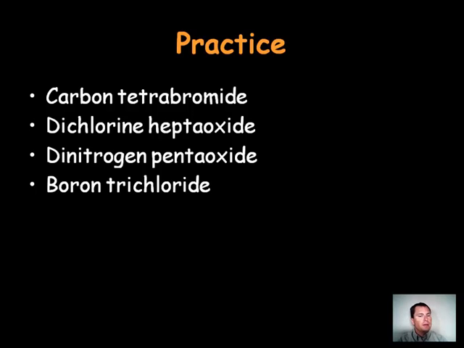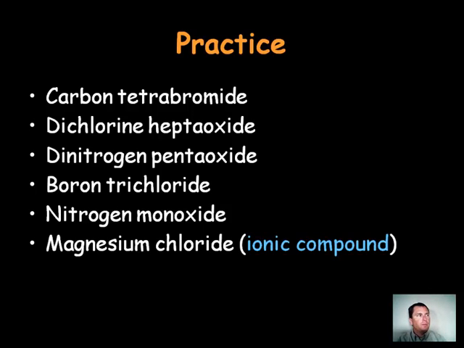Boron trichloride. Nitrogen monoxide. And then the last one here, see if you're paying attention, magnesium chloride. Well, why am I not using prefixes? Because it's an ionic compound. Magnesium is a metal, chloride is a non-metal. Don't forget what you already learned. Okay? As we add more on, you've got to remember, you already learned about ionic compounds.